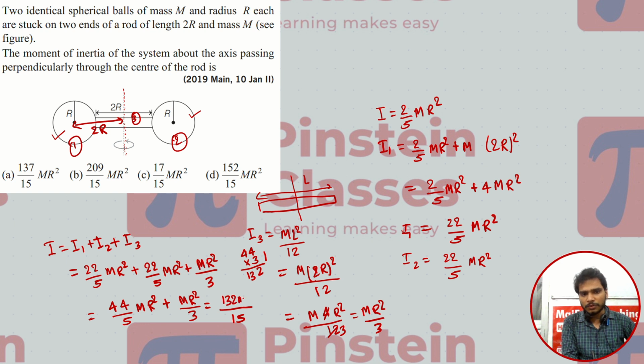mr square plus 3/5 times 15, so it will be 5 mr square. So the total value is 137 upon 15 mr square. So option A is correct. Let us move to the next problem.